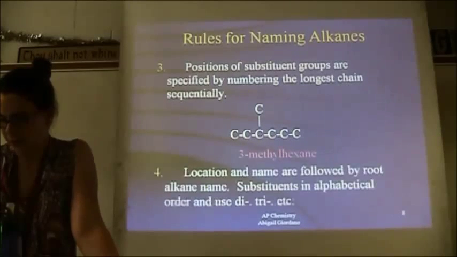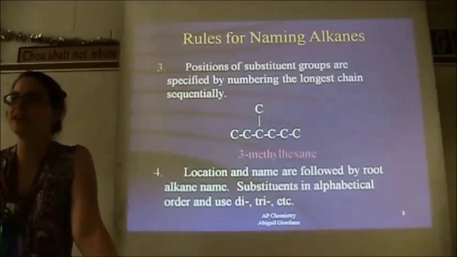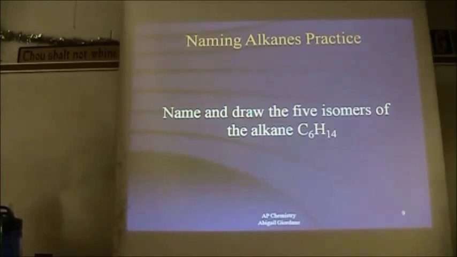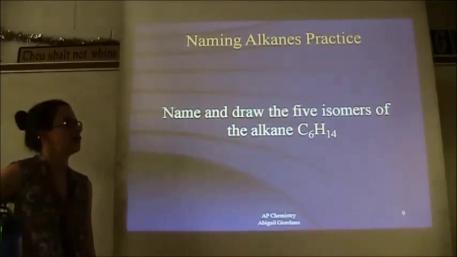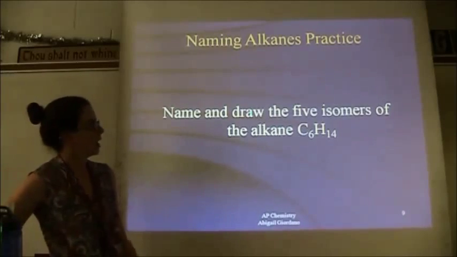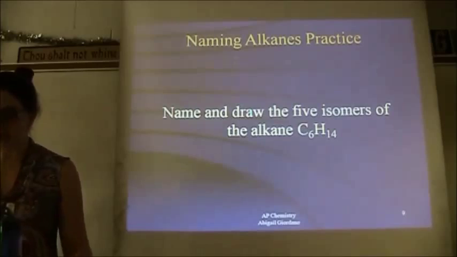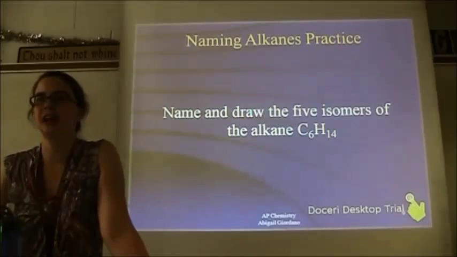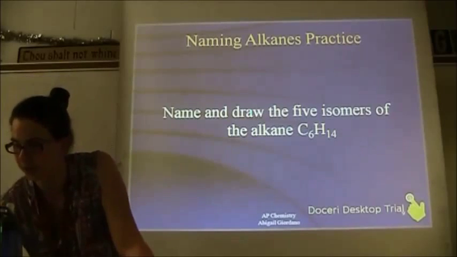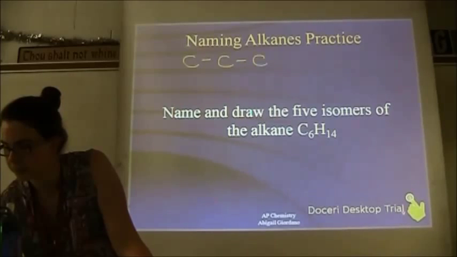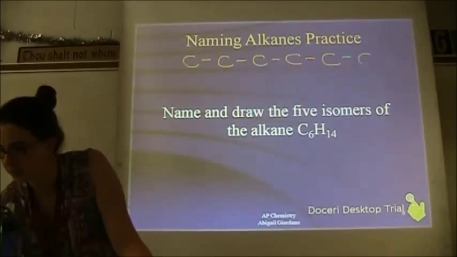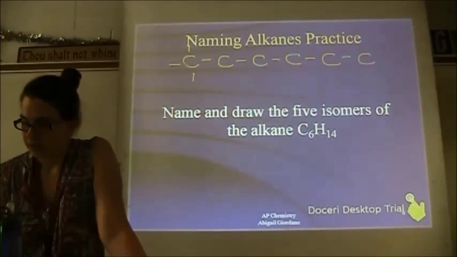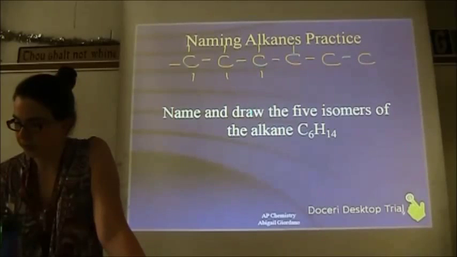Okay? So, there's a lot to think about here, but I'm going to give you some practice. Here's how we're going to practice. It says, name and draw the 5 isomers of the alkane C6H14. Well, guys, I'm going to start you off with the simplest of those 5 isomers. The simplest one would just be 6 carbons joined in a chain. This is where the 14 hydrogens would join on.